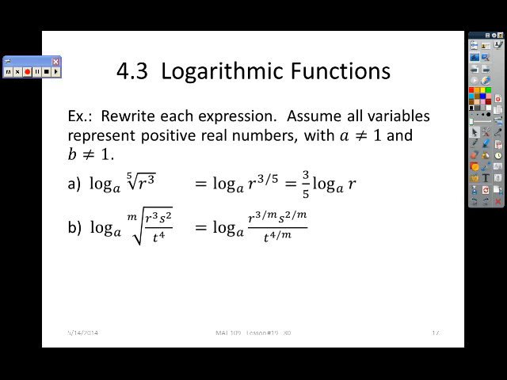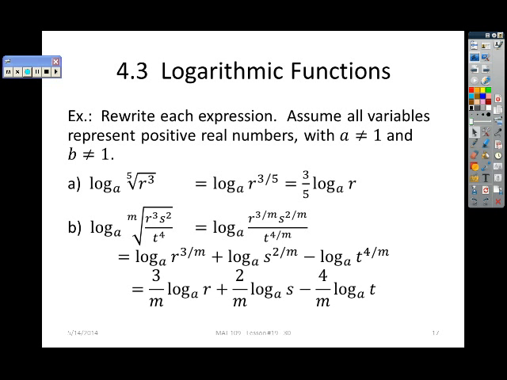Then take the logarithms of everything, and you could wind up with that. And could be, for some situations, that's a better form to work with something in than trying to work with it in this form.